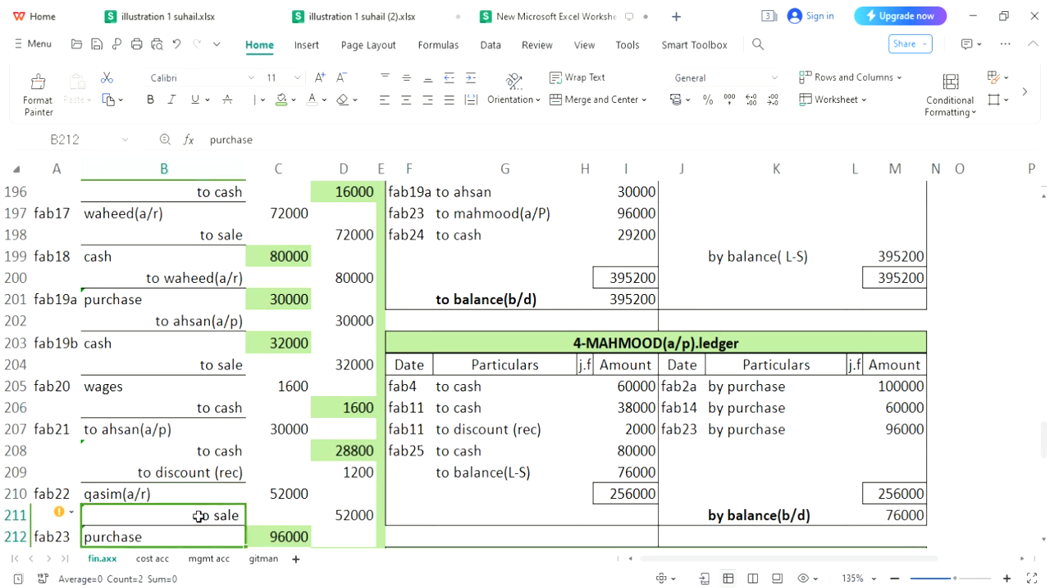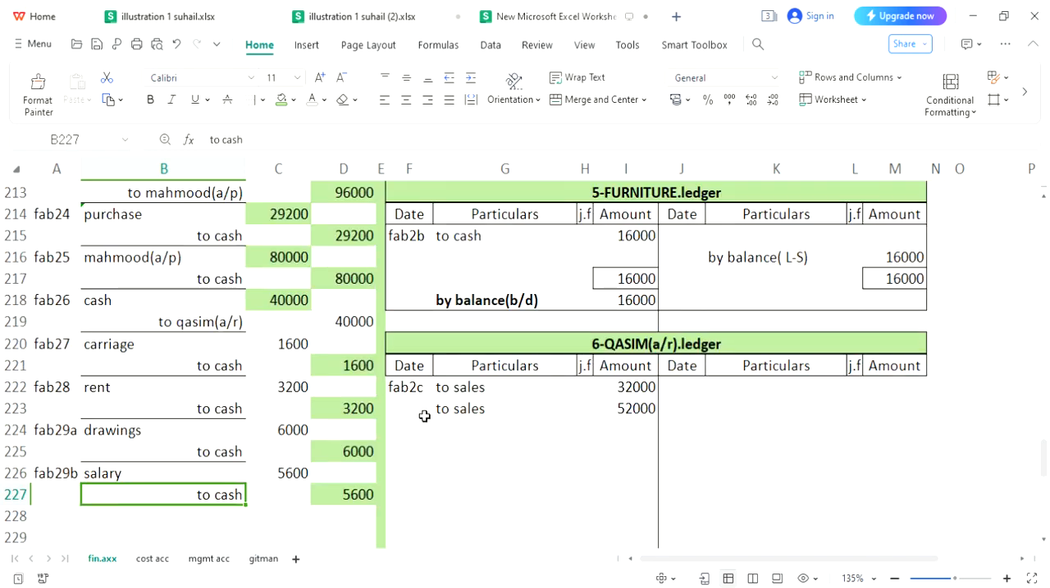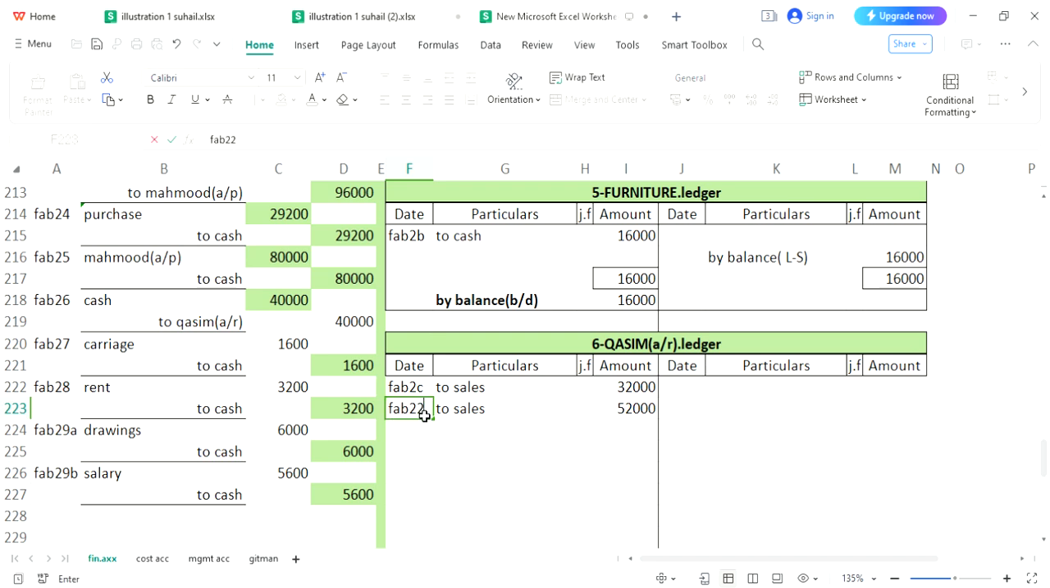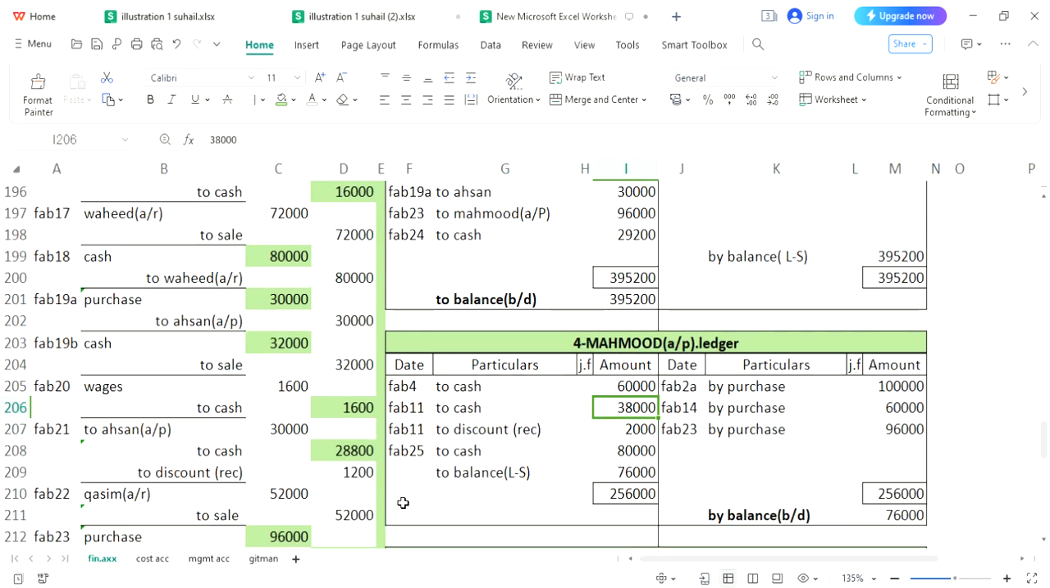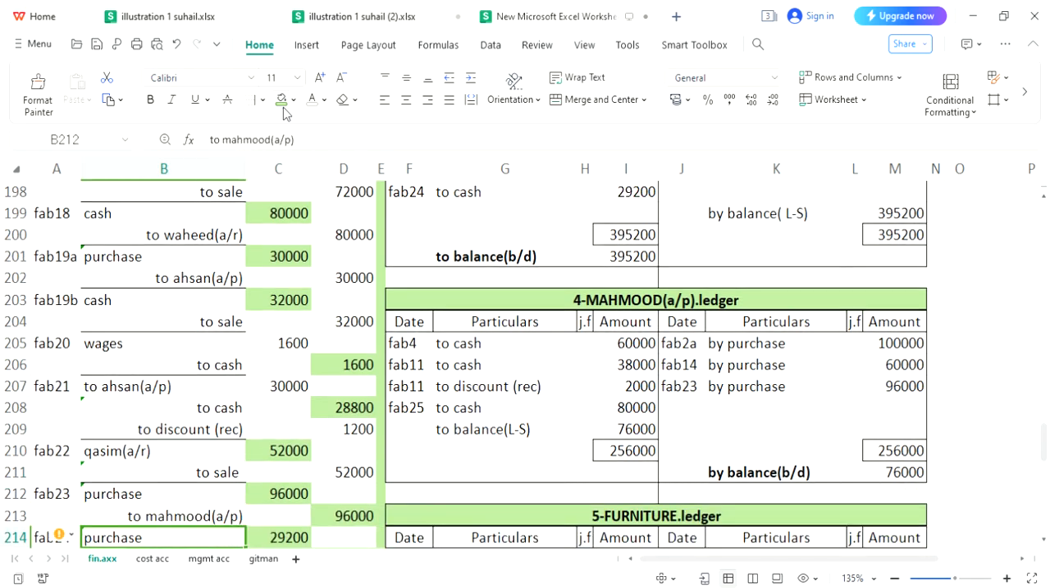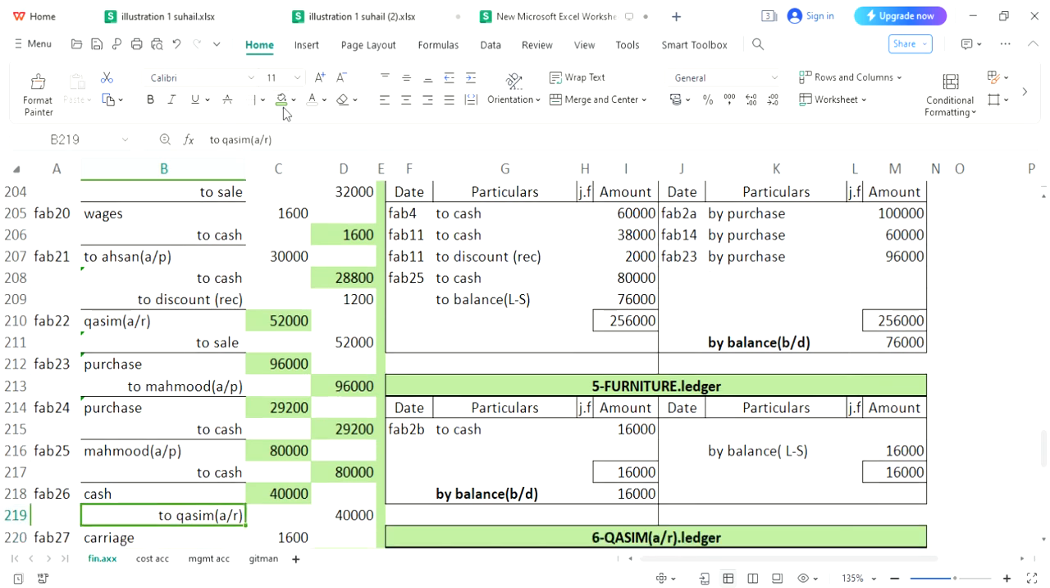Here you can see Qasim was debited 52,000 and February 22 is the date, so here we are going to put February 22. Date is mentioned, reference is given, amount has been posted. It means this 52,000 is completed. We can mark it as done, and we'll start our search again for Qasim. Yes, we have found Qasim again.